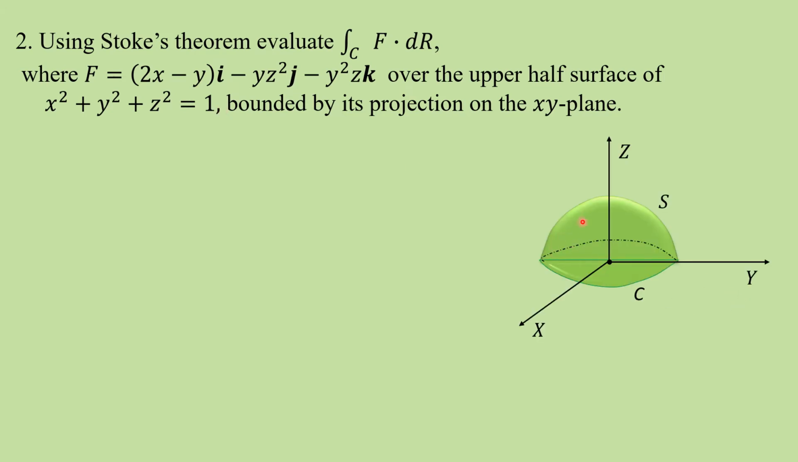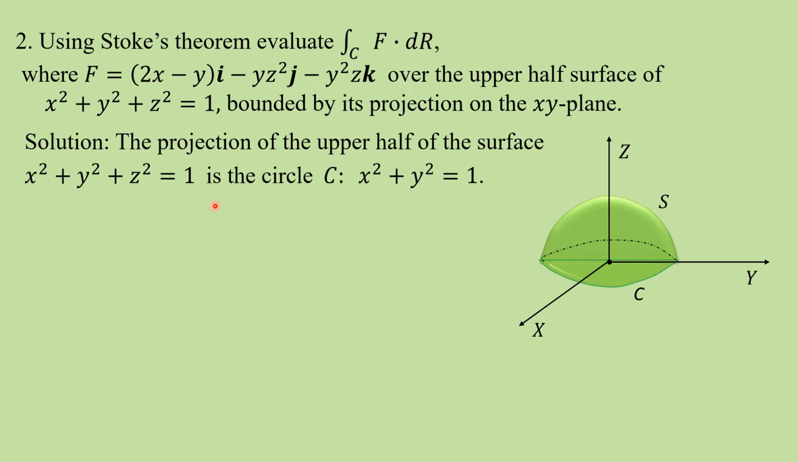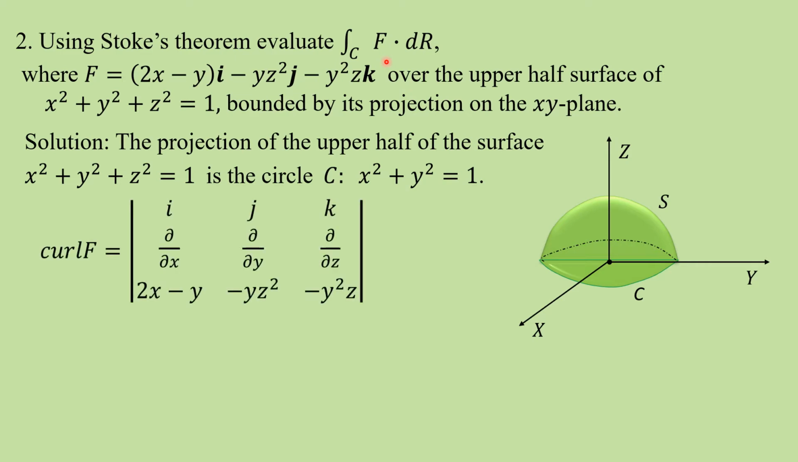So the upper half surface, its projection on the xy plane is a circle, x square plus y square equal to 1. So I can write that the projection of the upper half of the surface x square plus y square plus z square equal to 1 is the circle x square plus y square equal to 1. So that means we need to actually evaluate the line integral of f along C, means along the circumference of the circle. But by Stokes theorem, instead of this line integral, I can take the surface integral of curl f. So I first take the curl of the given vector point function f.